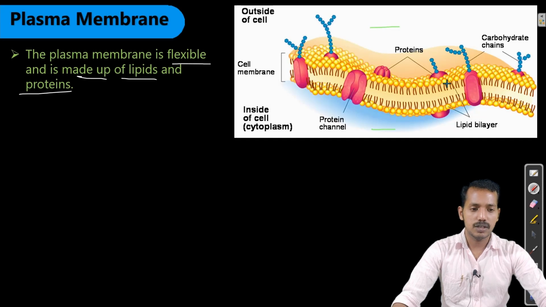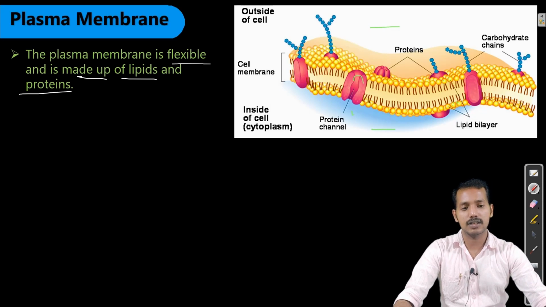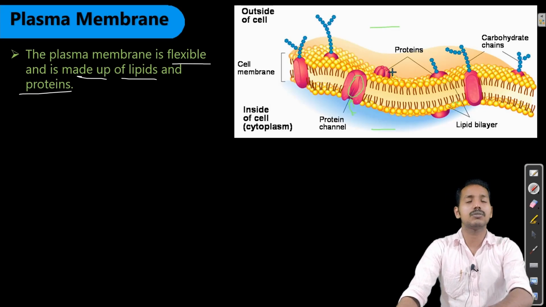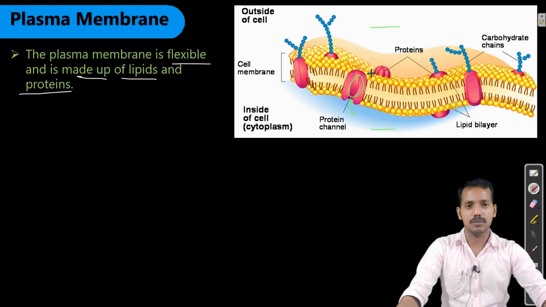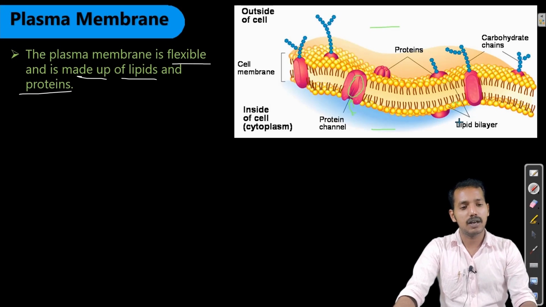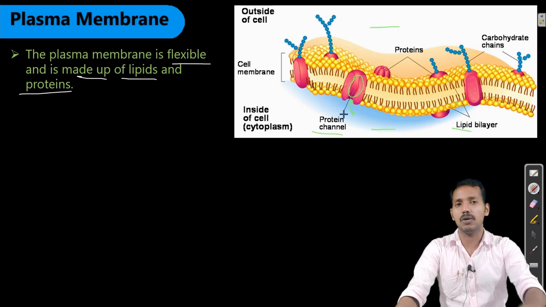And these small yellow structures are lipids, okay? Two layers of lipid, and this red structure is protein, through which nutrients and other molecules are transported. Details of the structure of the plasma membrane are not in your syllabus, okay? So just understand, this is flexible and it is made up of lipids and proteins. These are the two main components of the plasma membrane.